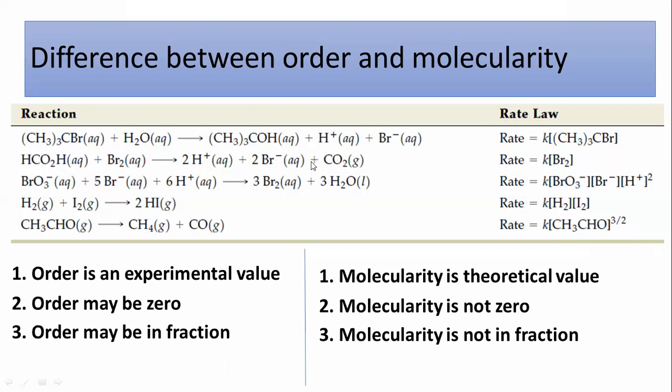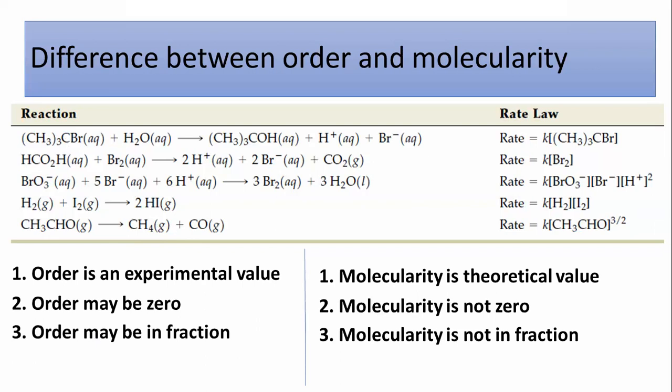So you can look at any reaction. Molecularity may be one or more than one. Like in this case, there are five molecules, there are six molecules and one molecule. So none of the reactants or the products is having a fractional molecularity. So this is the third difference between order and molecularity. Order may be a fraction, but molecularity should not be a fraction.